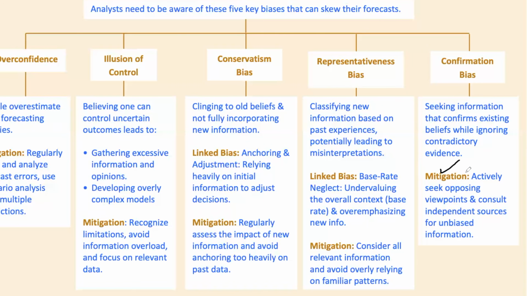To counter confirmation bias, make it a rule to actively look for contradictory information. Challenge your thesis. If you think a stock is a buy, find reasons why it might be a sell. Talk to people who don't agree with you. The goal isn't to prove yourself right, but to test your hypothesis rigorously.